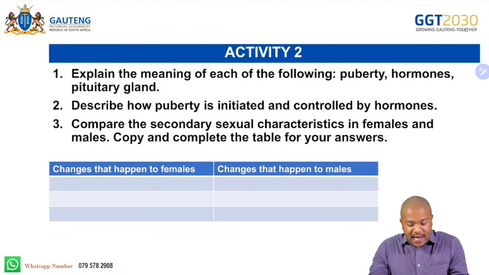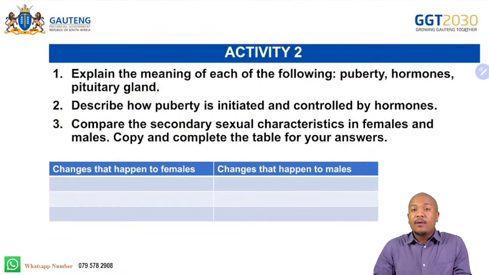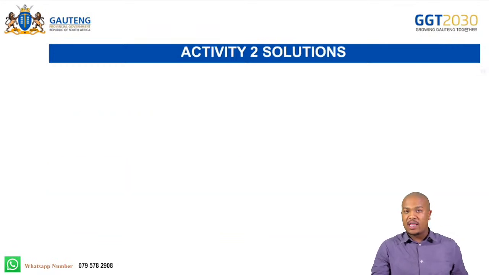Number one was saying explain the meaning of each of the following: puberty, hormones, pituitary gland. Number two, describe how puberty is initiated and controlled by hormones. Number three, compare the secondary sexual characteristics in females and males. Copy and complete the table for your answers. Now let's look at the solutions together.